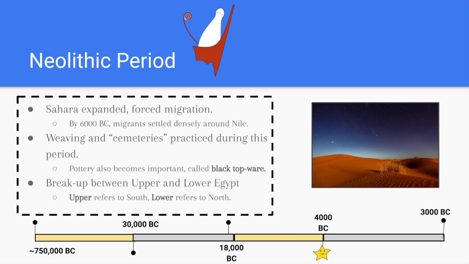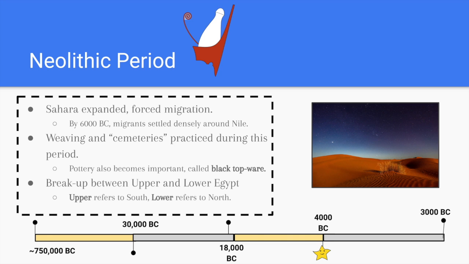We're seeing large, and I use this term relatively, large for this time period, settlements or cities around the Nile, people grouping up. Weaving and cemeteries are practiced during this period. So weaving is a good example of a tangible culture that we can look at today. And cemeteries are interesting because this shows that there's more of a culture being used. The bodies are being respected and they're being buried outside of cities.